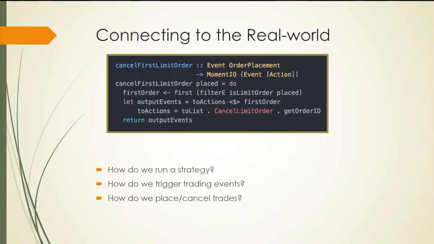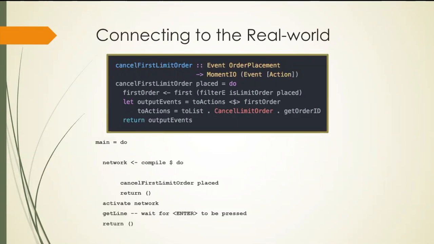If you've used Reactive Banana before, it might be really simple, but just to give you an idea: the thing in the moment IO monad gets compiled into something called an event network. There's a compile function that you call on this moment IO thing, and it compiles it into an event network. Then you activate this network, and once you activate it, it's listening for events. If you actually run this code, which does exactly that, it compiles it, activates it, and then just waits. Nothing is going to happen, because we're not actually placing any input there.